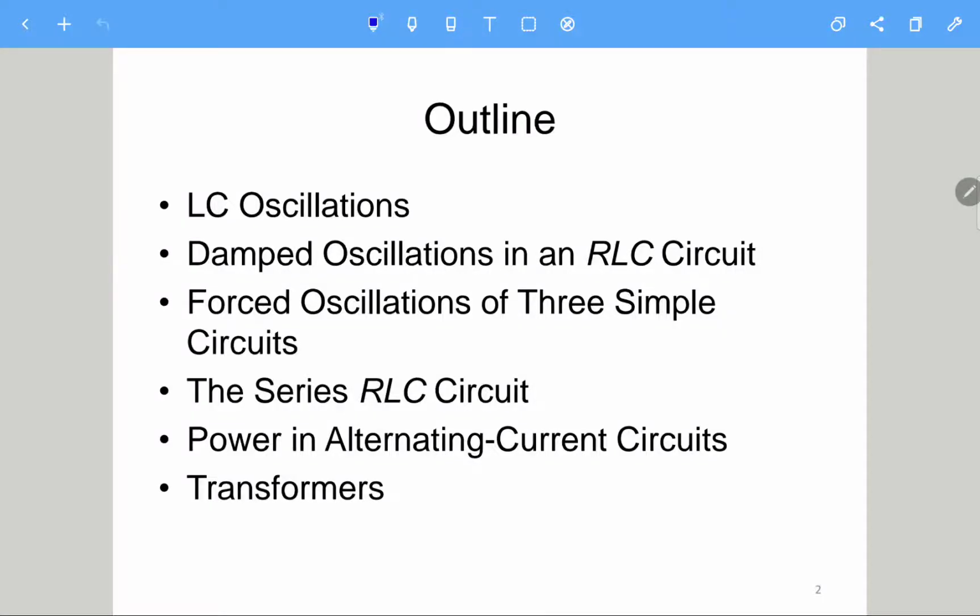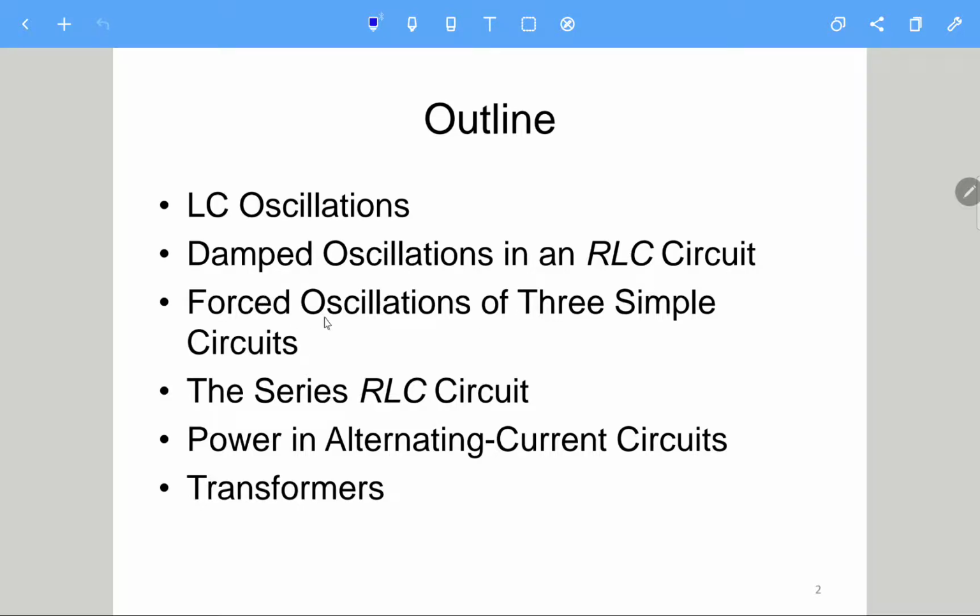Okay, this is the outline of chapter 31. So we will talk about the LC oscillation, which is the easiest second order circuit, which only consists of L and C. And then for the second part, which will be the damped oscillation in an RLC circuit. So after adding the R into the LC oscillation, then it will be a bit more complicated, but still manageable.